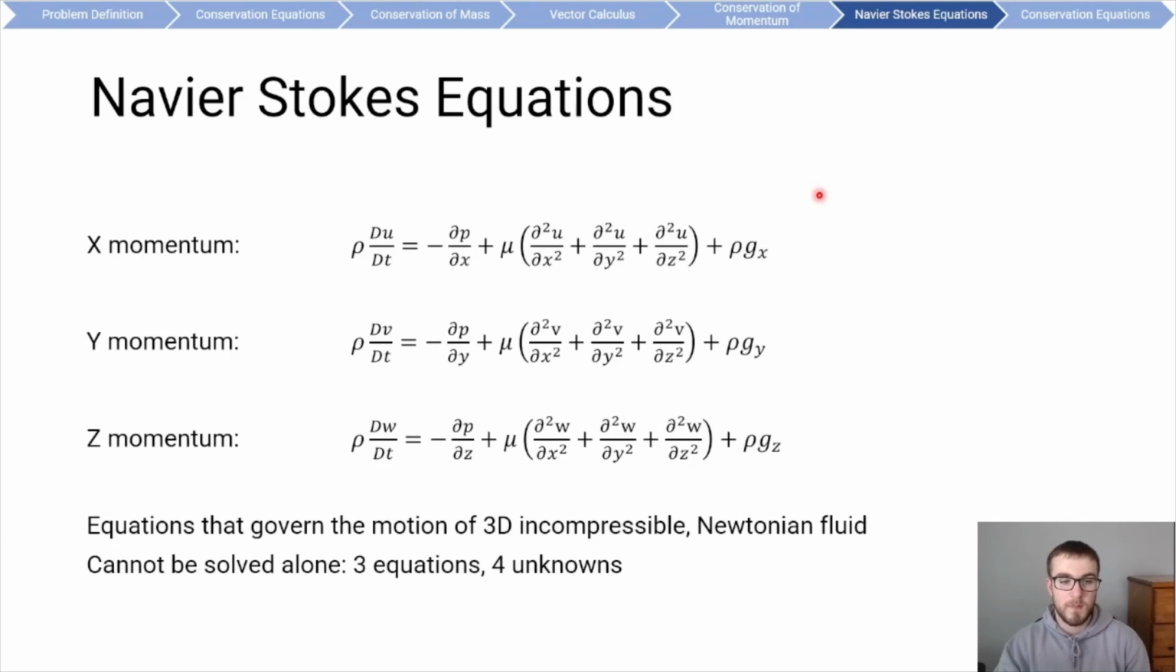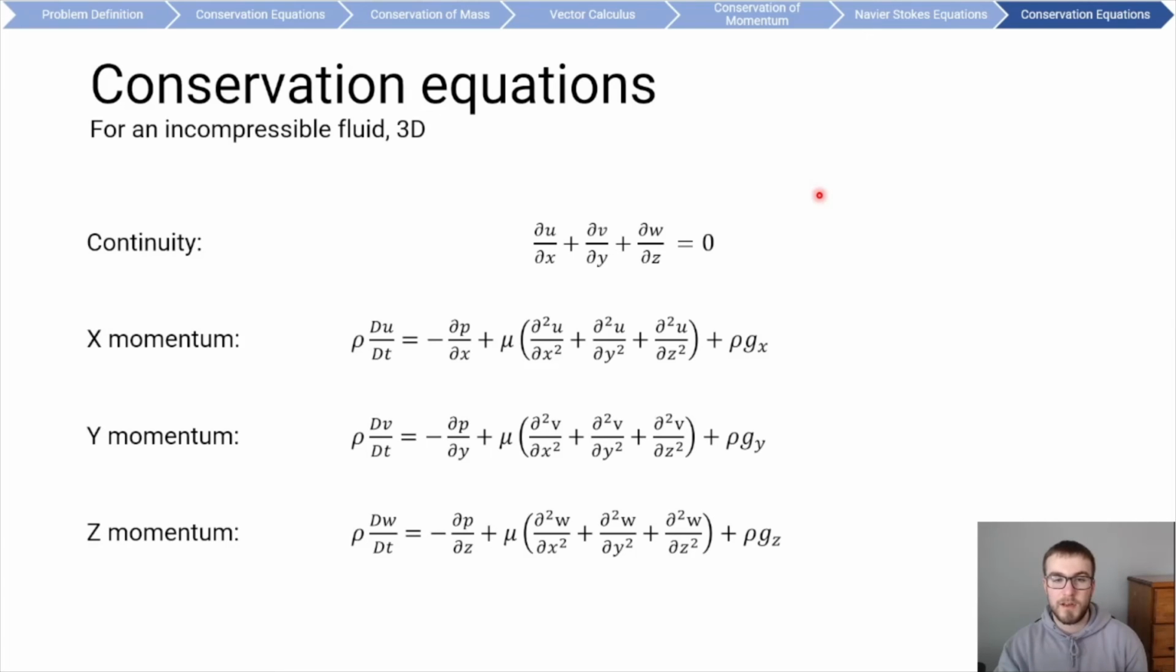And as I said before, these cannot be solved alone. They have 3 equations and 4 unknowns. So this is generally coupled with the continuity equation in order to solve, but there are still issues with solving these equations, and this is due to the fact that we have non-linear terms in all 3 of these equations, which means that it's quite difficult to solve. Also the continuity equation is not really an equation to solve, it's more of a restriction on the solution. So due to this, it's actually quite difficult to solve these equations for a fluid flow.